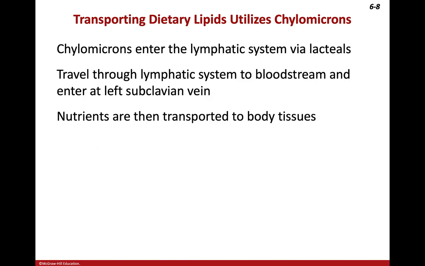Now, chylomicrons are going to enter the lymphatic system via lacteals, and they travel through the lymphatic system to the bloodstream and enter at the left subclavian vein, and nutrients are then transported to body tissues via that pathway.